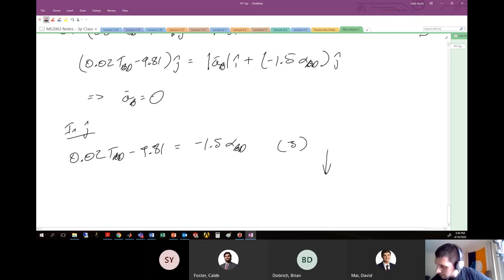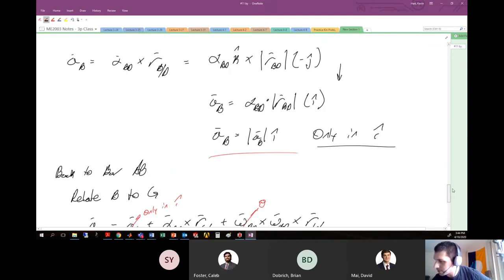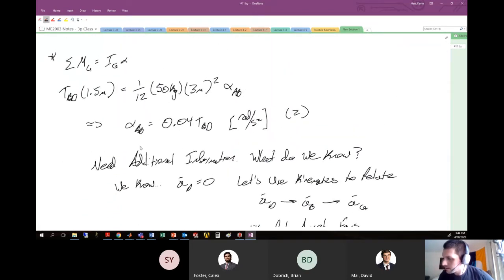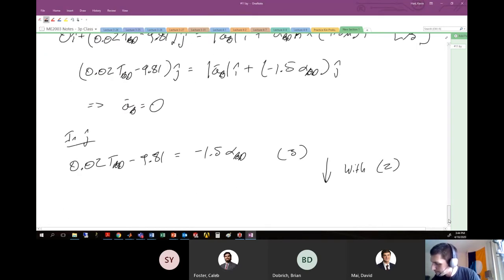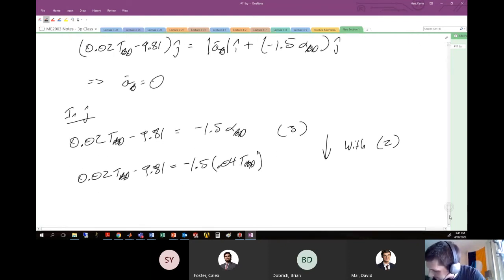So here I'll plug in equation 2, which, as a reminder, is way up here, the relationship between the angular acceleration and the tension in BD. And I'll have 0.02 tension BD minus 9.81 equal to negative 1.5 times 0.04 T_BD. Finally, solving for the tension in wire BD, which is going to be 122.6 newtons.